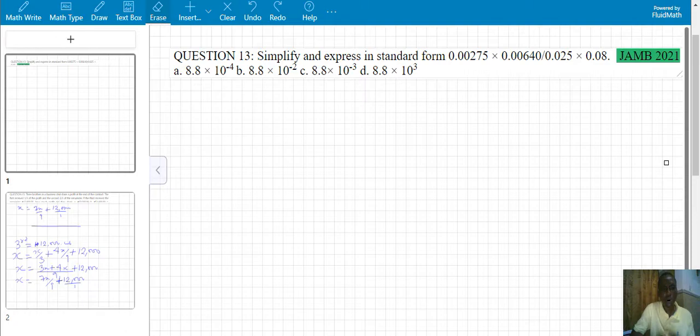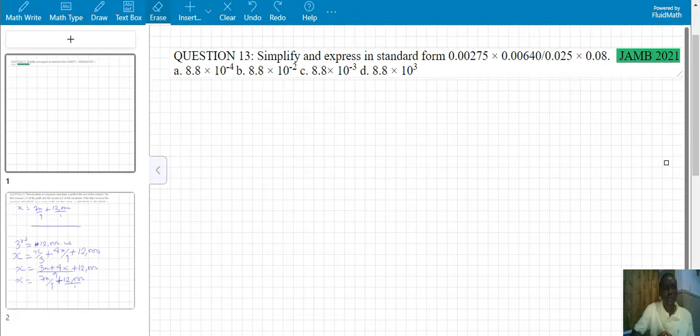With these revision questions, you can see similar questions you're going to find as you prepare for your JAMB UTME examination. Now, I want us to go through this question. It says simplify and express in standard form. So that means they want you to simplify and leave your answer in standard form. How do we go about doing this?